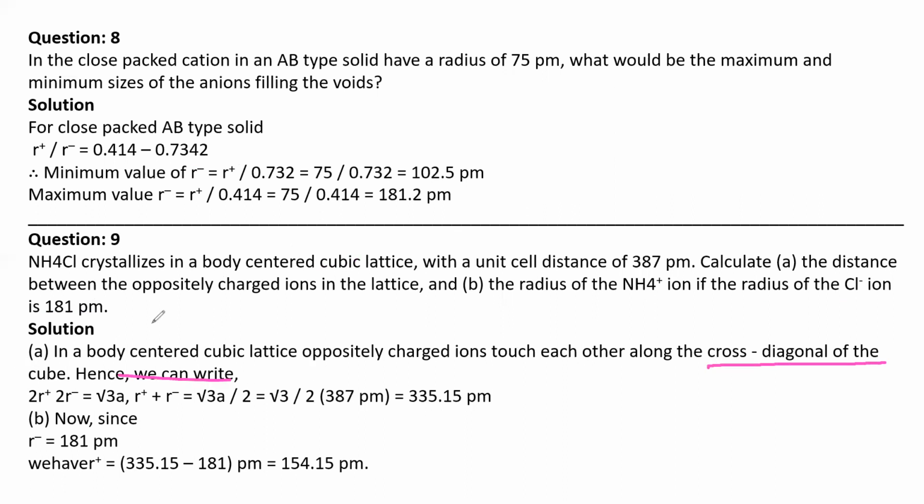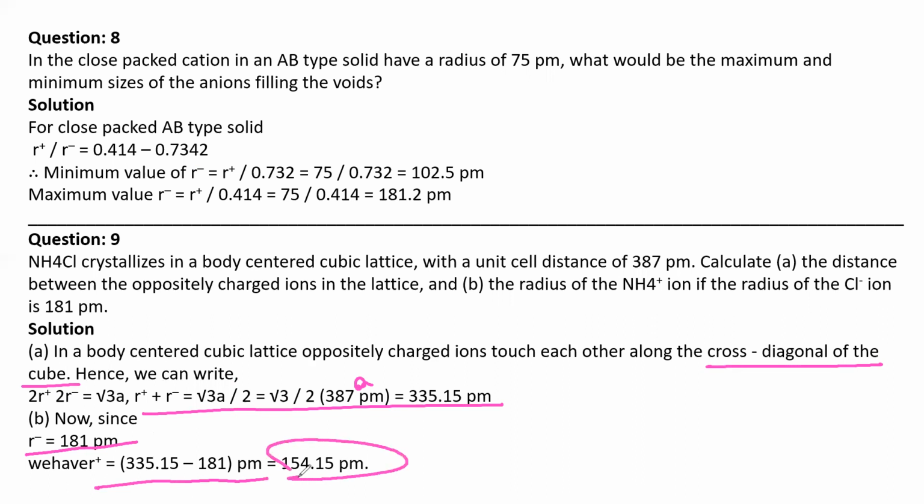Hence we can write 2r plus plus 2r minus equals root 3 a. So r plus plus r minus is equal to root 3 by 2 a. That is equal to root 3 by 2 into 387 picometers, which is 335.15 picometers. Now since r minus is equal to 181 picometers, we have r plus equal to 335.15 minus 181. So it is equal to 154.15.